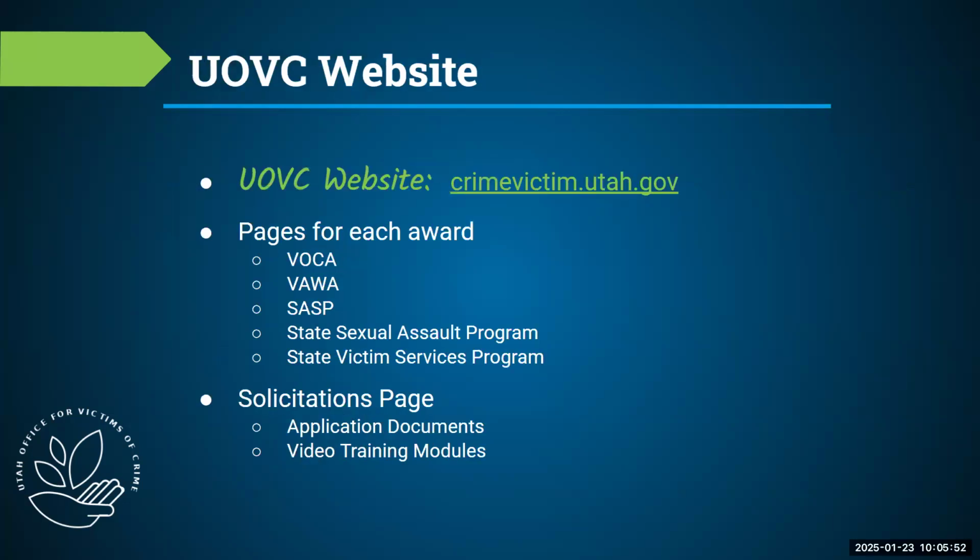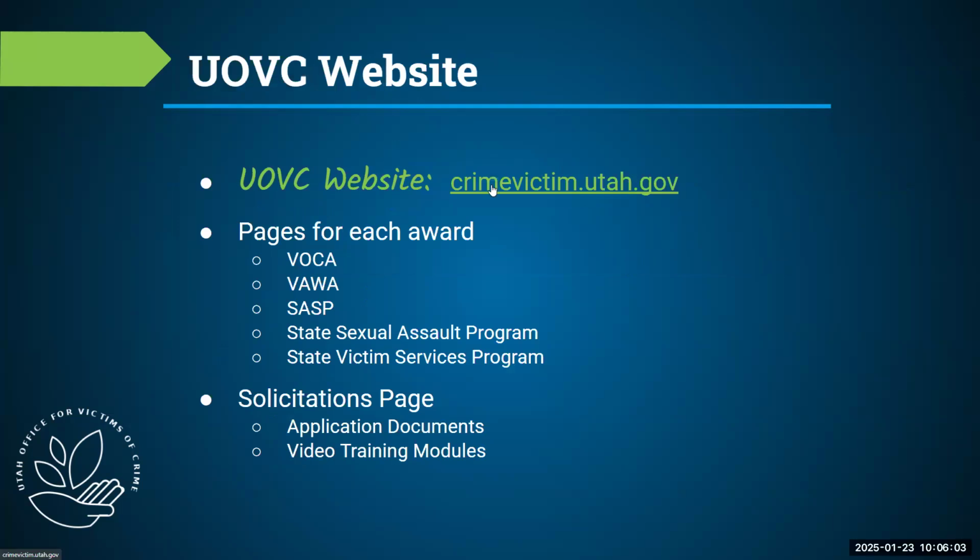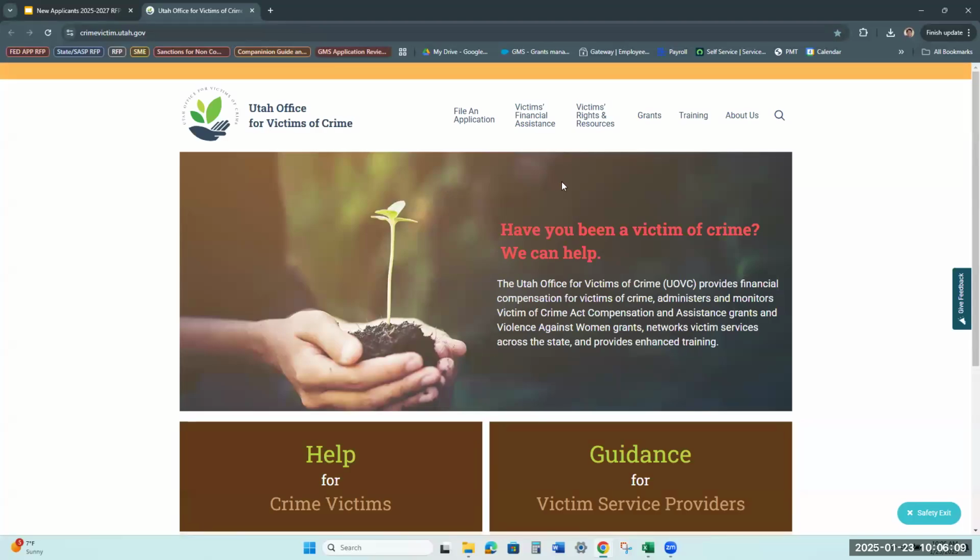Next, I'll go over UOVC's website to help you understand some helpful tools and resources that are at your disposal. To begin, we'll go to our website, which is crimevictim.utah.gov. The two most important links or tabs for you to be aware of are the Grants tab and the Training tab. We'll first go to the Grants tab.